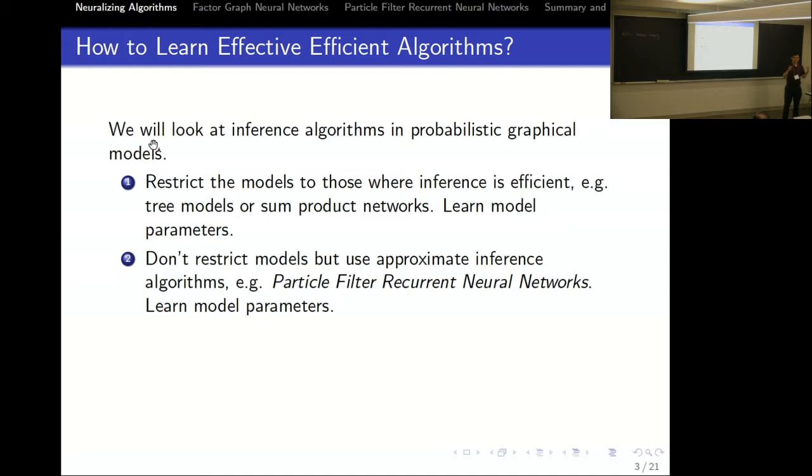But this is restrictive. The model is restrictive: chains, for example, or trees. Or maybe we don't want to restrict the models to chains or trees. But in that case, we may need to use approximate inference algorithms. I hope I have time to go through one quick example of our work on that. So we don't restrict the model, but we stick to a known algorithm, and then we learn the model parameters. Again, we are learning from the data.